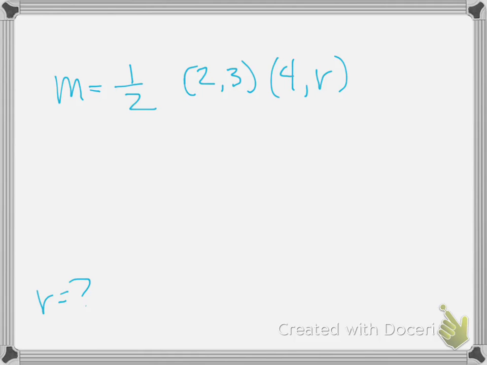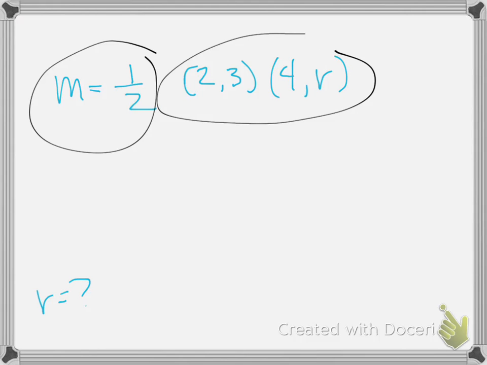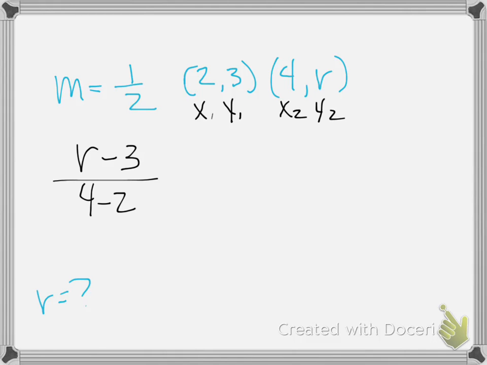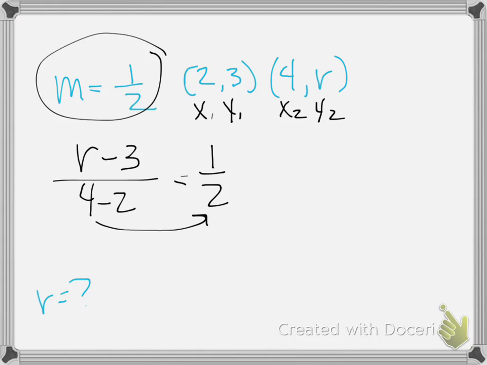Okay, so I'm trying to find r. I give you a slope and I give you 2 points, but r is missing. Okay, so if I find the slope of this, my slope would be r minus 3 over 4 minus 2, and it should equal whatever my slope is, so 1 over 2. So 4 minus 2 gives me 2 on the bottom, but what can I do to get 1 on top? Well, if r equals 4, 4 minus 3 should give me that 1 on top. So r is 4.